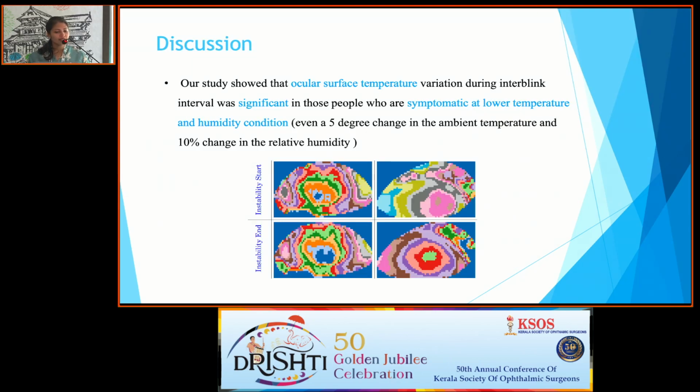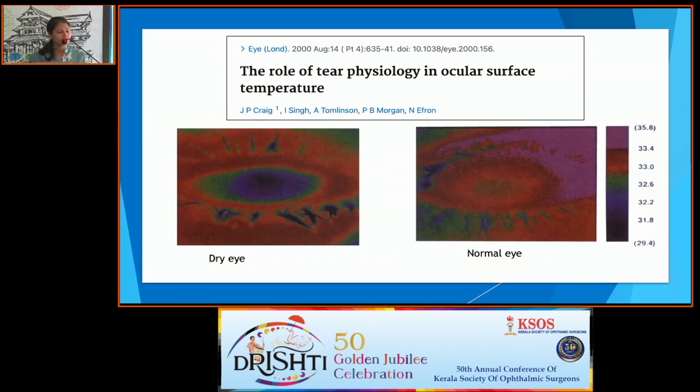So in our study, we showed that the ocular surface temperature variation during the interblink interval was significant in those people who are symptomatic at a lower temperature and humidity condition. Even in our study, it was just a 5-degree change, but the study was significant. We compared it with other studies.